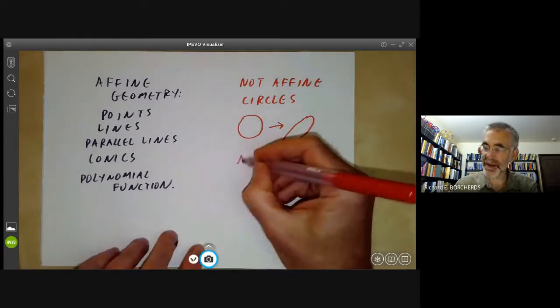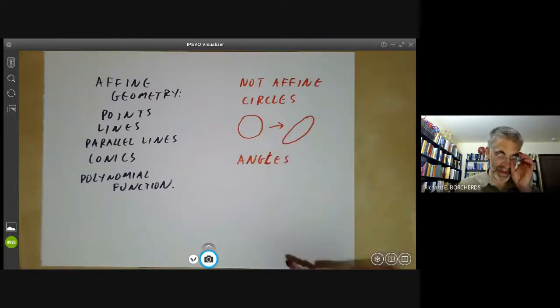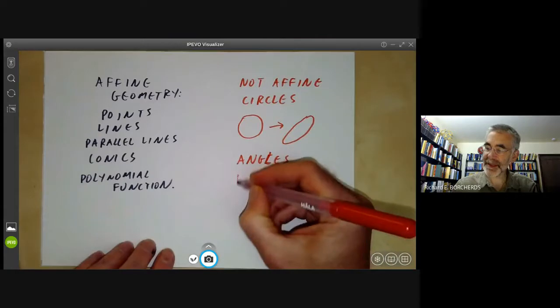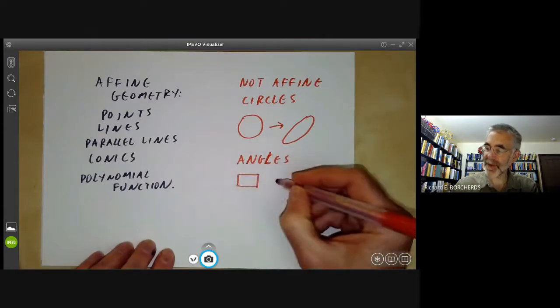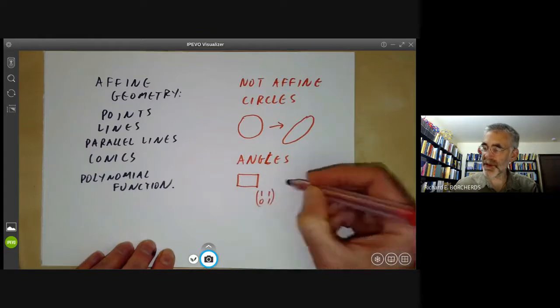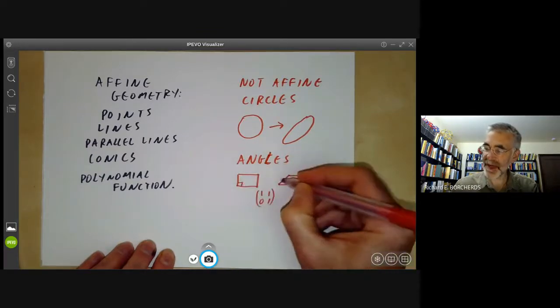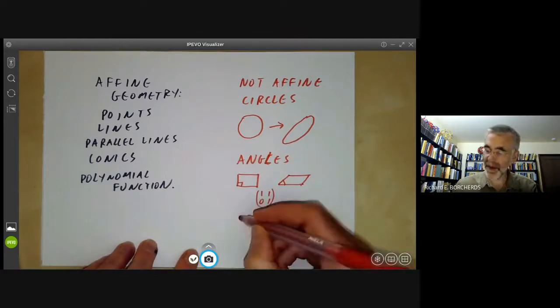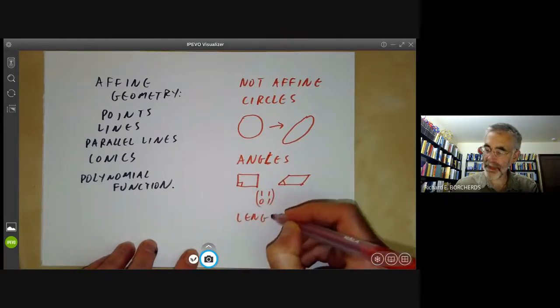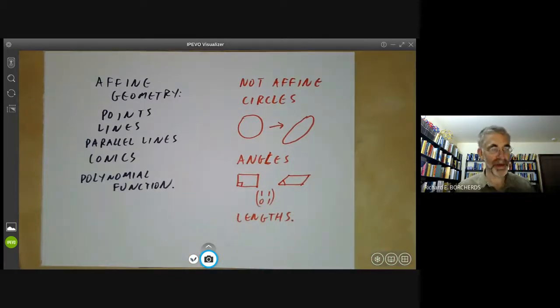Similarly, angles make no sense. For example, if you take a rectangle and apply some linear transformation, the matrix 1 1 0 1, the skew transformation, it becomes some sort of parallelogram, and this angle here doesn't get preserved. Similarly, lengths are not well defined in affine geometry because they're changed by linear transformations.